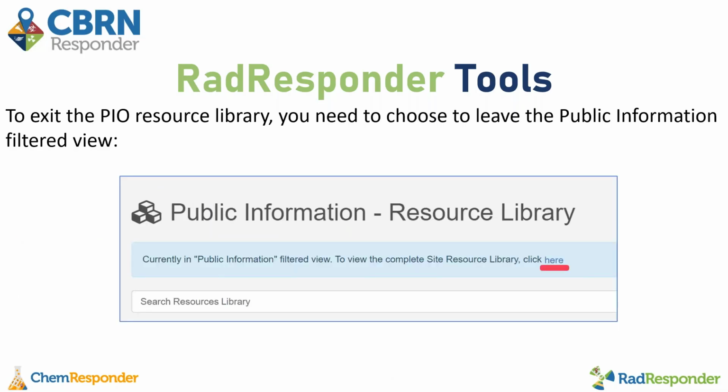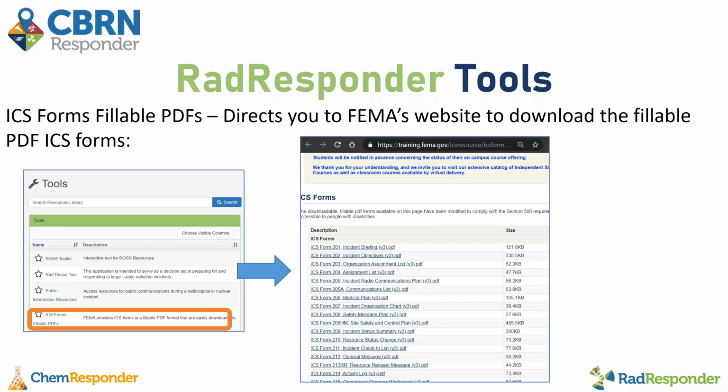If you want to go back to the generic CBRNResponder resource library, you do have to close out of the PIO resource library. You'll see this blue message at the top, and you will just click the "here" to go back to your main resource library. And last, for the RadResponder tools, the ICS forms fillable PDFs will direct you to FEMA's website where you can download the fillable PDF ICS forms.